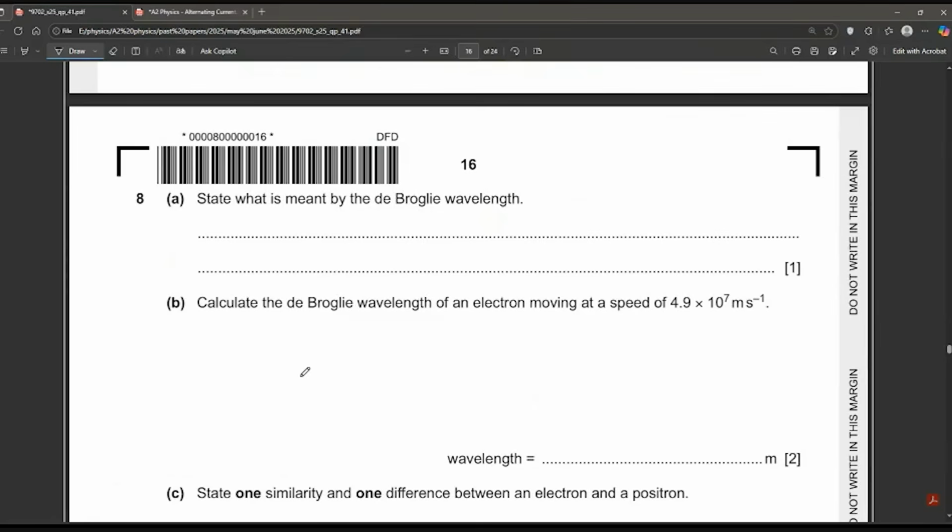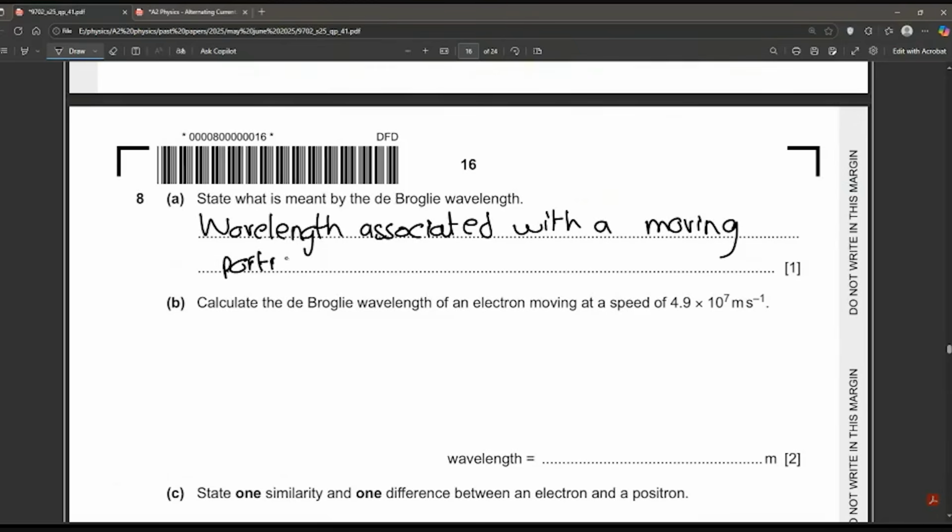State what is meant by de Broglie's wavelength. What does de Broglie's wavelength mean, children? Wavelength associated with a moving particle. Okay.